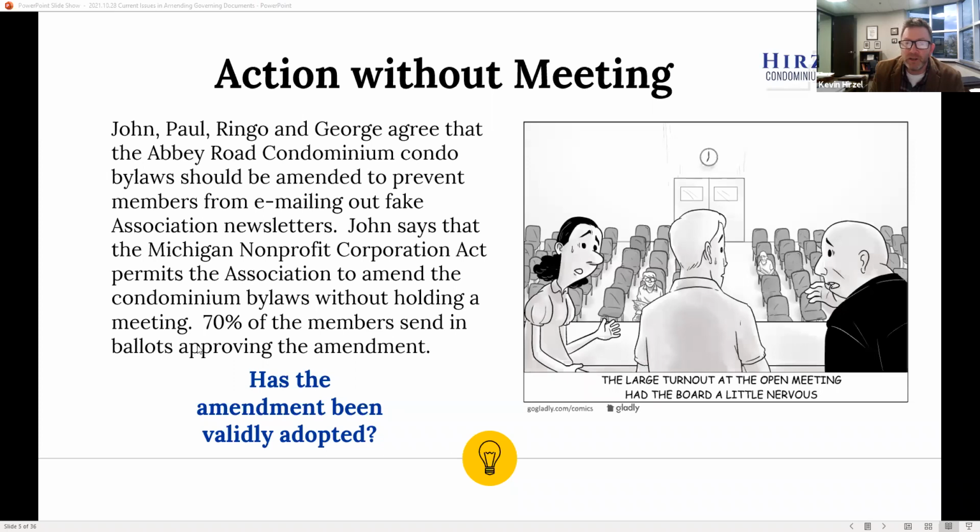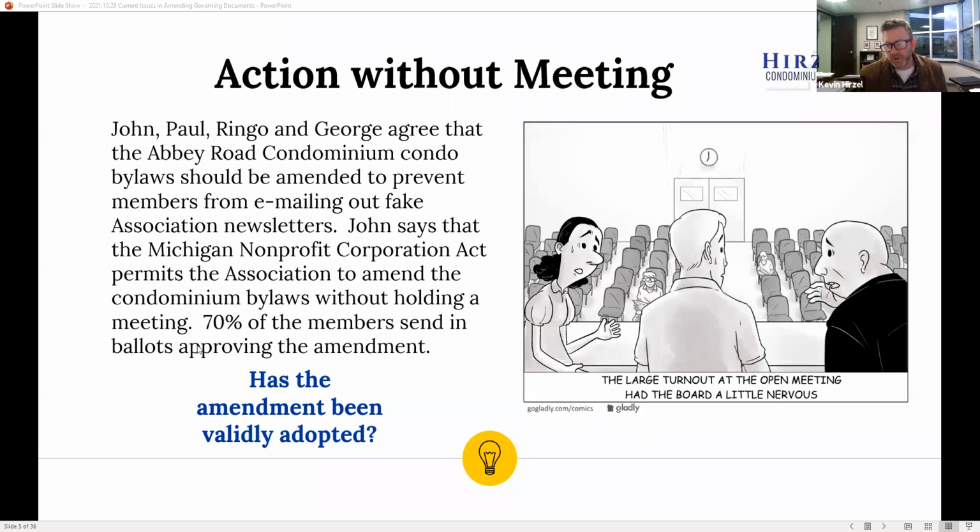An action without meeting provision is a very effective provision that allows you to conduct business in a very efficient way without having to hold a meeting. It was used a lot by communities, by associations during the pandemic when people could not meet. But in the absence of an action without meeting provision in your Articles of Incorporation or bylaws, you cannot do it that way. You need to hold a meeting to do so.